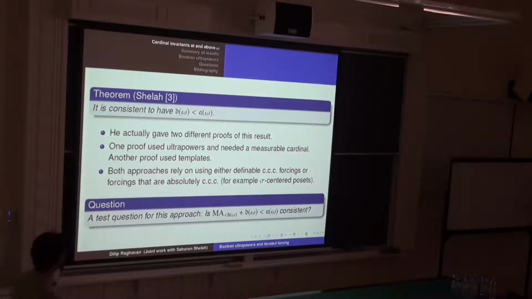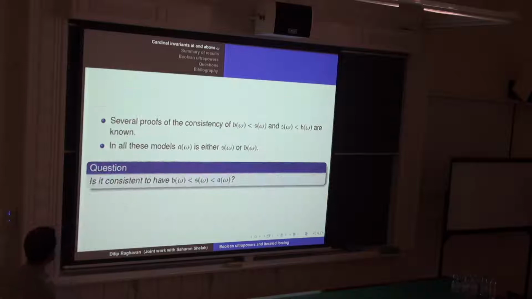So one of the motivations for our work was this test question. We wondered whether you can get D omega less than A omega, but with as much of Martin's axiom as you can possibly have with that restriction. So MA for all CCC posets of size less than D, plus this inequality. This was actually the original motivation. This is how everything started. Okay, so this was actually not a motivating question, but we managed to answer it anyway, so I will talk about it.